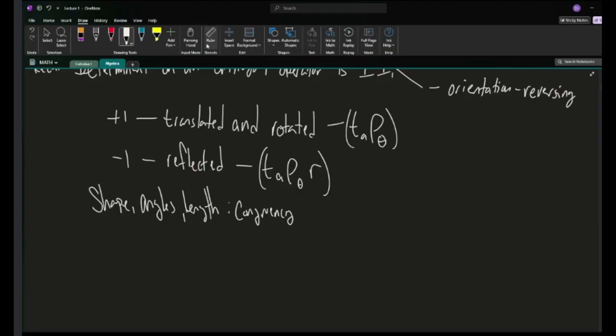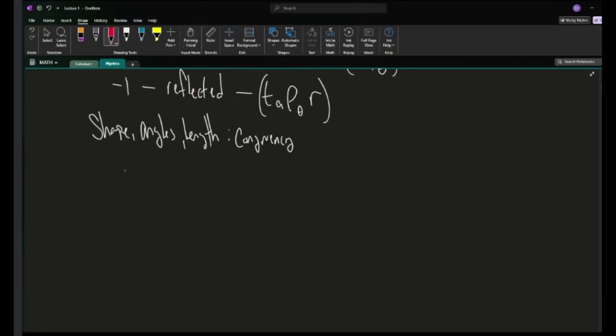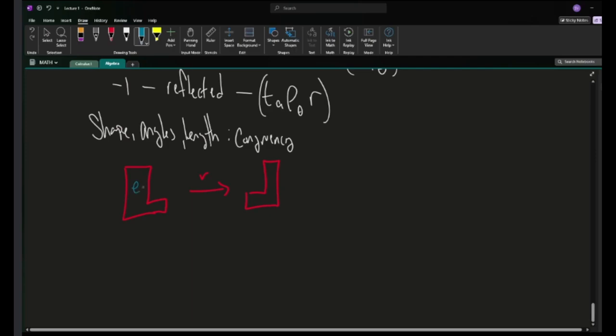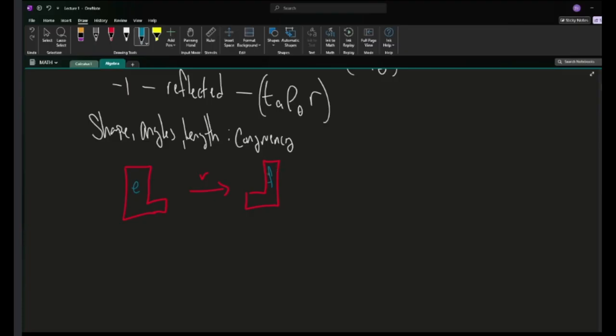I previously said, I don't believe you were here earlier, that if we take a shape, say like an L block, and we reflect it so that it becomes this, no matter what rotations or translations we do on E, or E and F, we would never get to F with translations and rotations. It's just not possible.